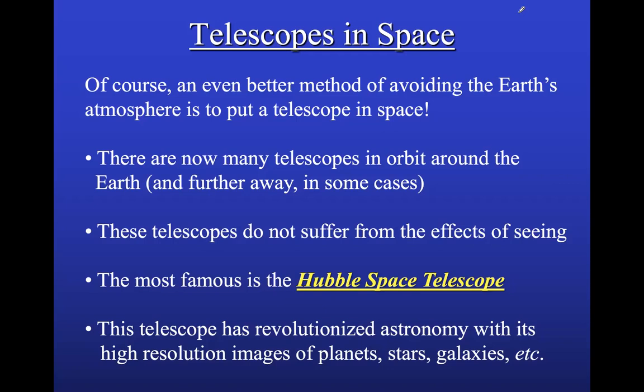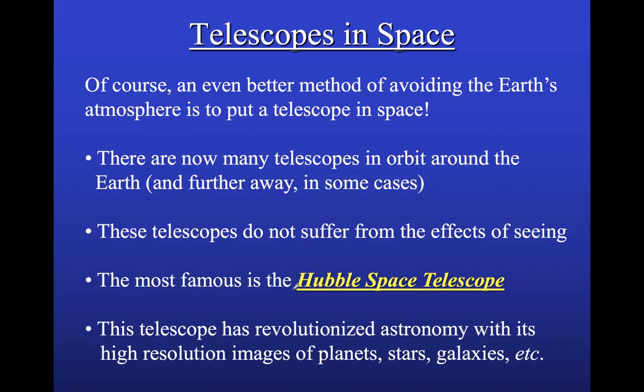So you get breathtaking, brilliant images from space. This is why the Hubble Space Telescope is very popular among astronomers, and even within the public community, right? Now there are many telescopes orbiting around the Earth, right? And in some cases even further away. These telescopes do not suffer from the effects of seeing, because all of them are in space, right?